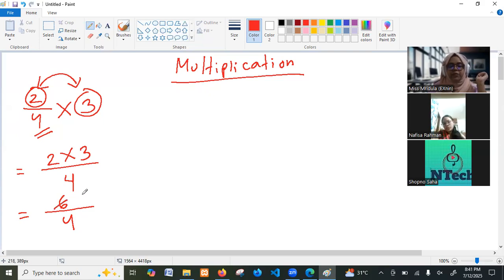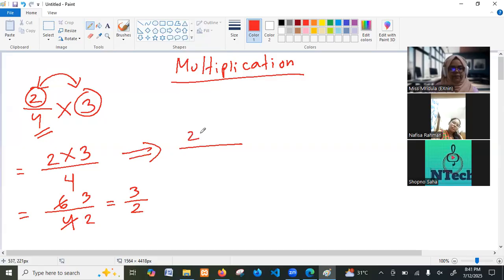So if I divide 6 by 2, I'm going to get 3. If I divide 4 by 2, I'm going to get 2. So in this case, our answer will be 3 by 2. Okay, so that's the integer multiplication. You can do one thing as well. Whenever you are in the second step, you can do the cross out like this in this stage as well.